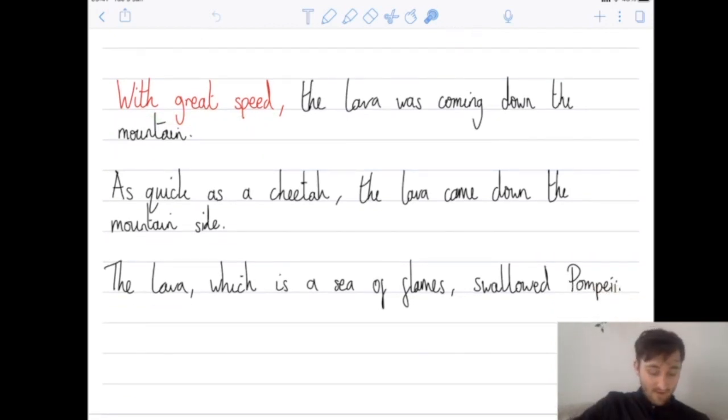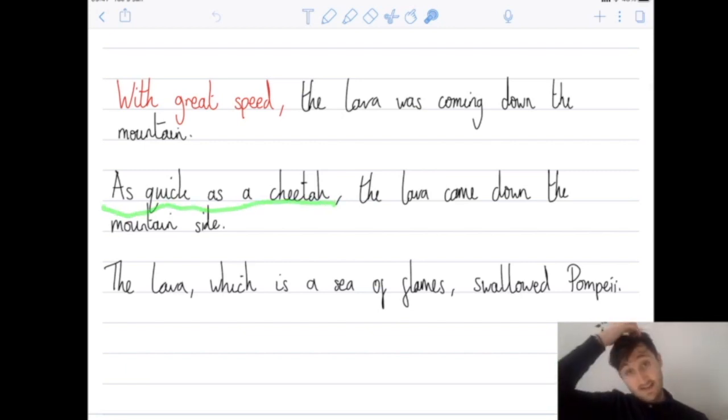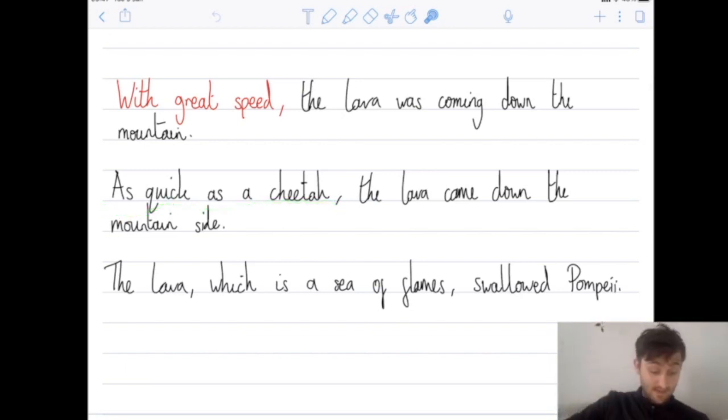Next, again, I've got as quick as a cheetah. That is a simile, so that's part of my SPaG. As quick as a cheetah, and I've put this at the beginning of my sentence again with a comma. Varying my sentence starter. The lava came down the mountainside. Very similar sentence to the first one, but it's varying it up.